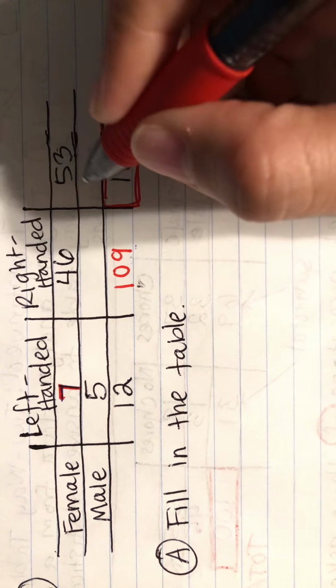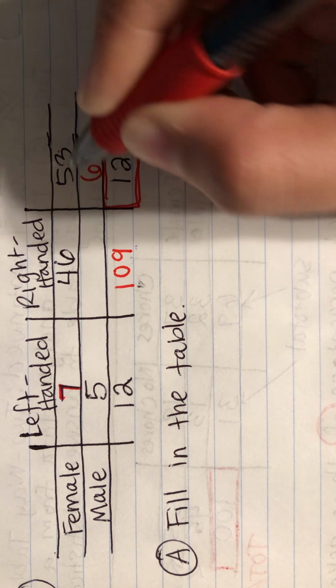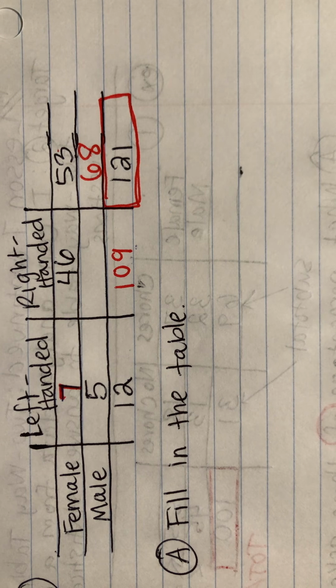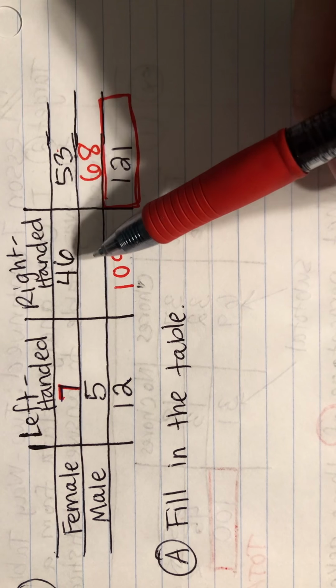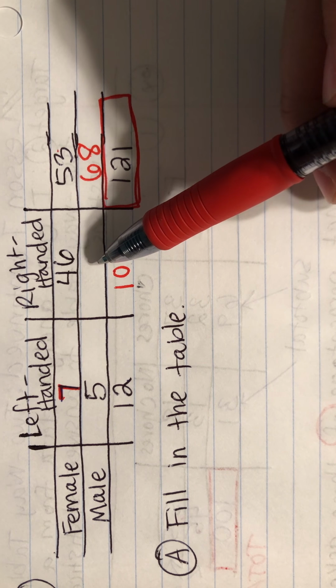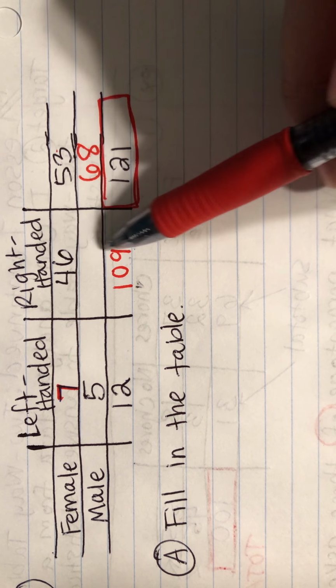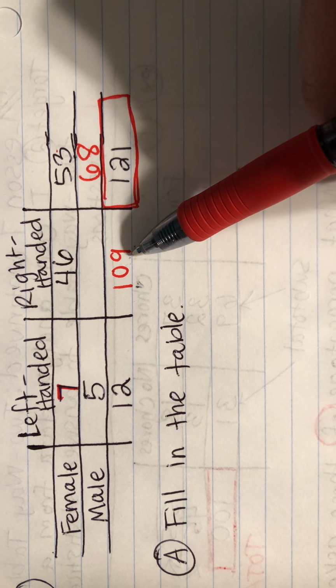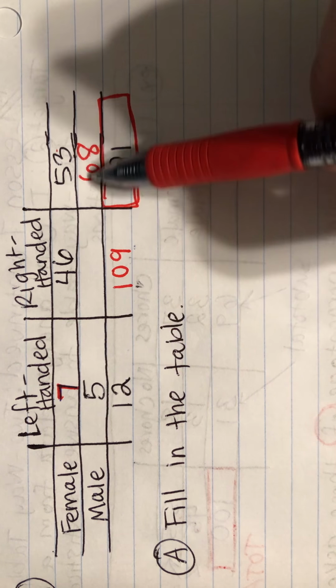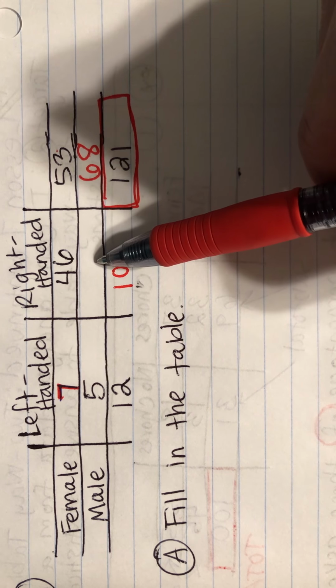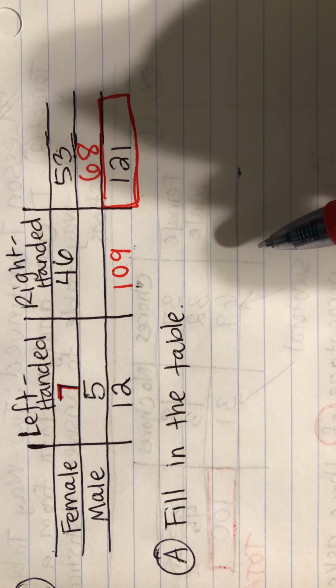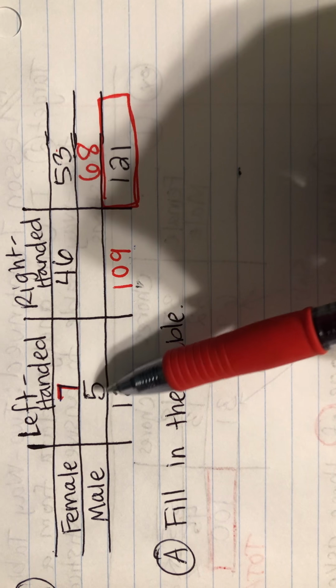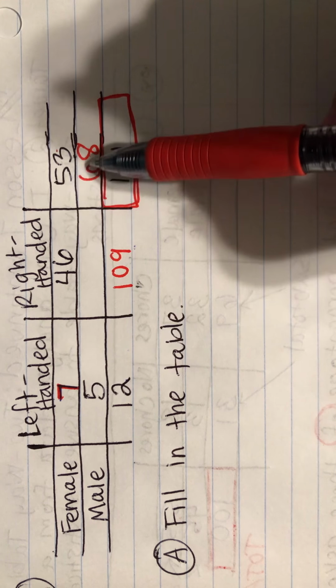And you should have gotten 68. Now to get the last box that's empty, there's a few ways to get it. You can either go this way and understand that 46 plus that number gives you 109, or you can go this way and do 5 plus this number gives us 68. For me, it's going to be easier to go this way because the numbers are smaller.